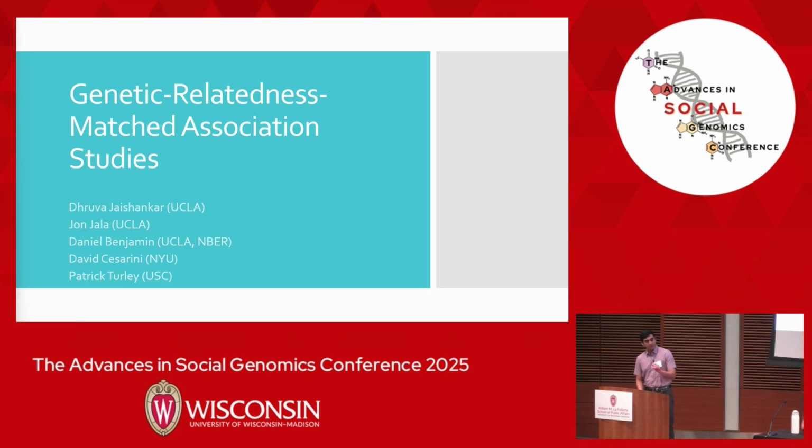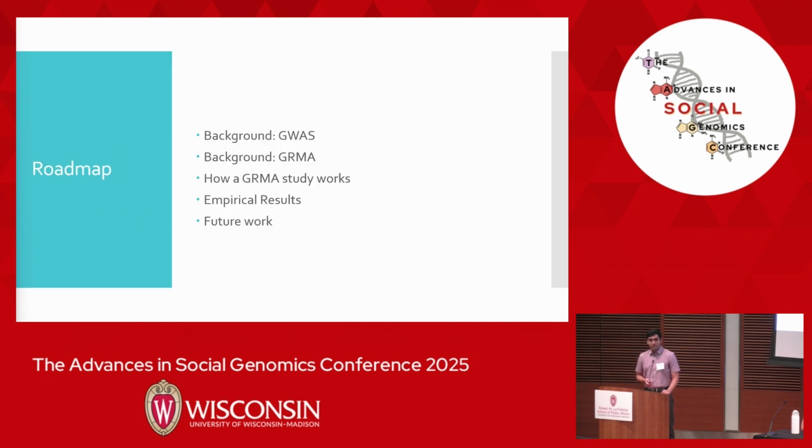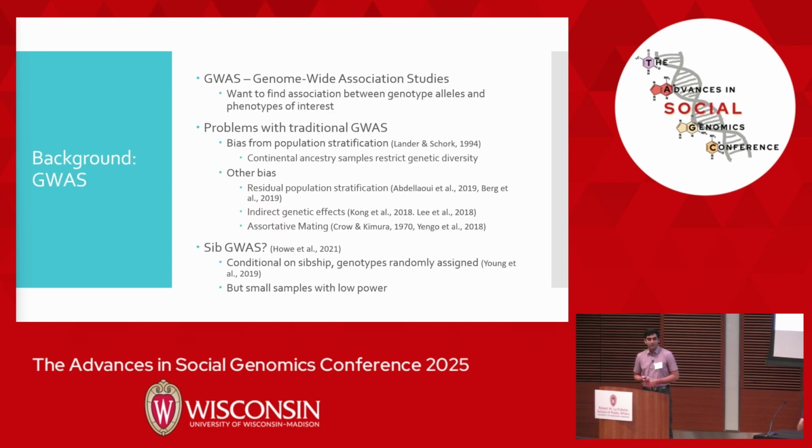Okay, cool. So yeah, hi everyone. Today I'll be talking about how genetic relatedness matched association studies can increase population coverage, reduce bias, and increase power relative to traditional GWAS. So I'll be talking about what a GWAS is, what a GRAMMA study is, and how it works, and some empirical results that we have.